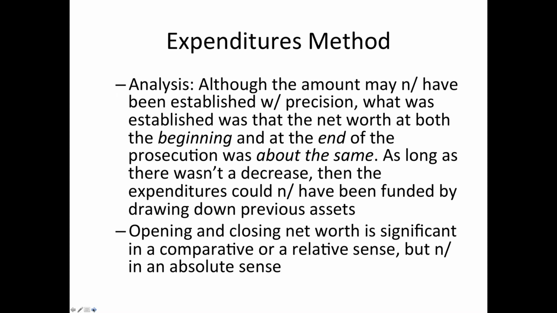The way the court analyzed this was that although the amount may not have been established with the precision that was expected, what was established was that the net worth at both the beginning and at the end of the prosecution was about the same. As long as there wasn't a decrease, then the expenditures could not have been funded by drawing down previous assets. Opening and closing net worth is significant in a comparative or a relative sense, but not in an absolute sense. That's pretty much the takeaway.